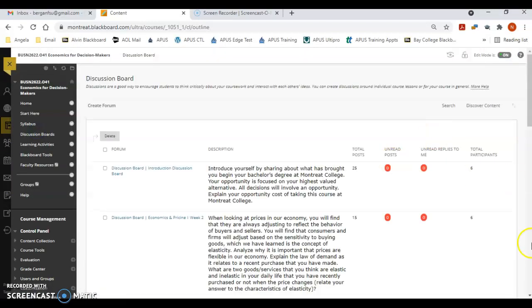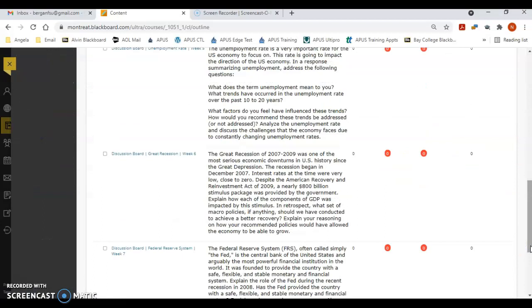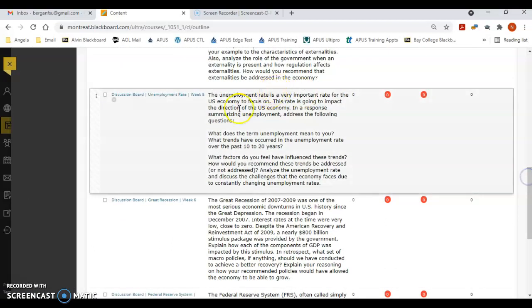So if we click on the discussion board and we look at the prompt, the unemployment rate is a very important rate for the U.S. economy. You're going to try to focus on the term unemployment and the trends. So first, define the unemployment rate, what the unemployment rate means to yourself. Then you're going to focus on how the trends have been impacted in the last 10 to 20 years.